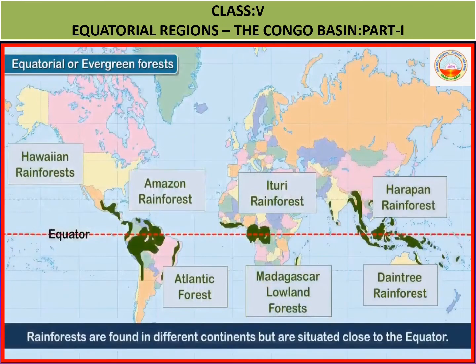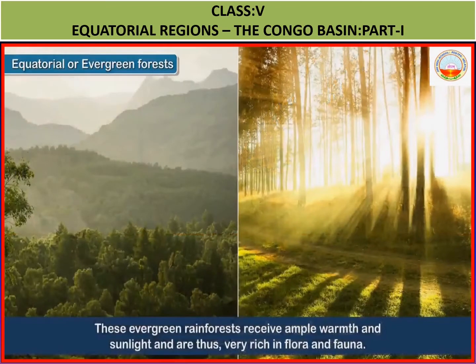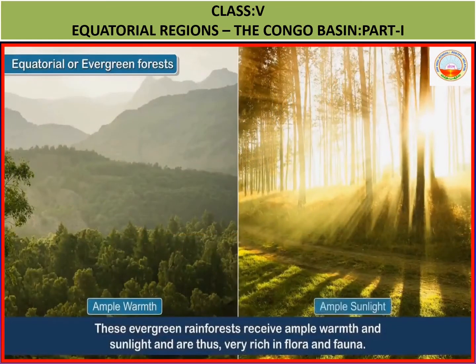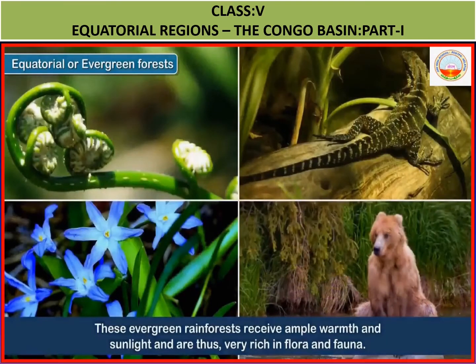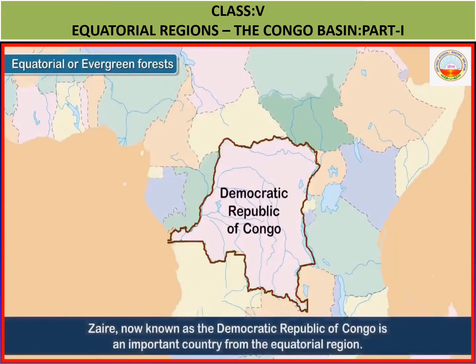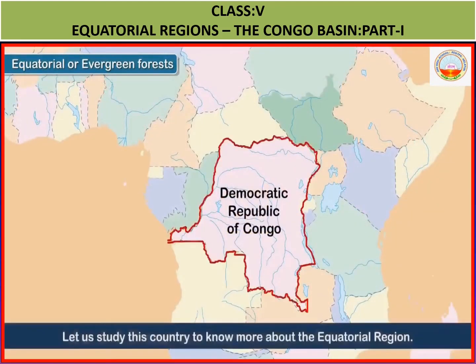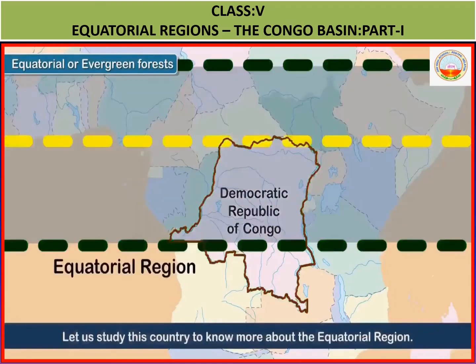Rainforests are found in different continents but are situated close to the equator. These evergreen forests receive ample warmth and sunlight and are thus very rich in flora and fauna. Zaire, now known as the Democratic Republic of Congo, is an important country from the equatorial region. Let us study this country to know more about the equatorial region.